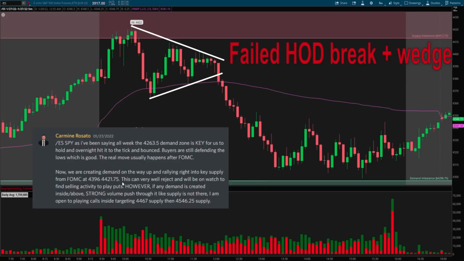And I said in the pre-market plan, I post pre-market plans in my Discord every single day, and in the pre-market plan from January, I said we had key supply at 4,396 and 4,412. This can very well reject and we'll be on watch to find selling activity to play puts.